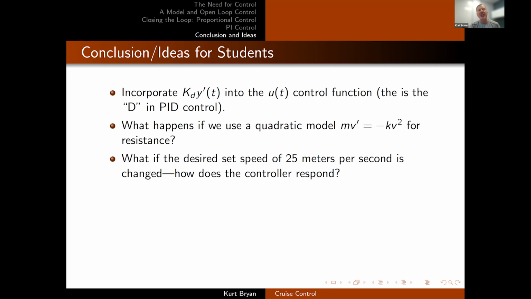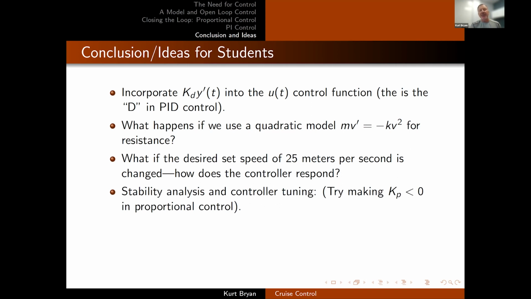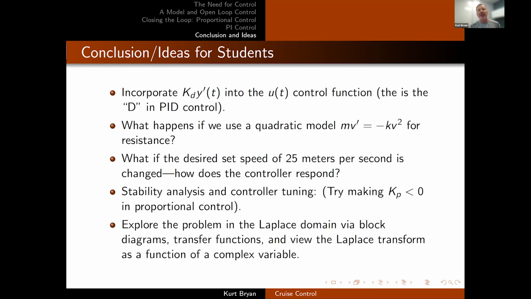And in fact, and this leads into something I have done once in class, but depending on time, the last point here: all of this control theory is in some sense best done by going entirely into the Laplace domain, using concepts of block diagrams and transfer functions and thinking of the Laplace transform as a function of a complex variable. It's not very hard. It makes the analysis and the tuning of the controller, and understanding what it's really doing, somewhat easier.